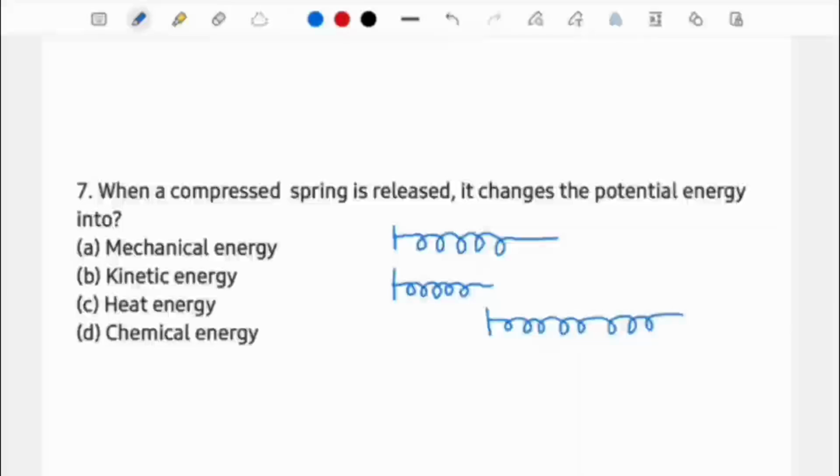Alright, when a spring is compressed it contains potential energy, and as soon as this compressed spring is released, the spring expands. There is an increase in the length of the spring, and as it increases, the spring is in motion. The energy possessed by a body because of its motion is the kinetic energy. Therefore the correct answer to this question will be option B. Here the compressed spring is released and the potential energy changes into kinetic energy due to the motion acquired by the spring. Alright, next question.